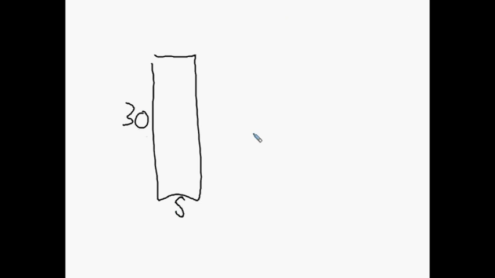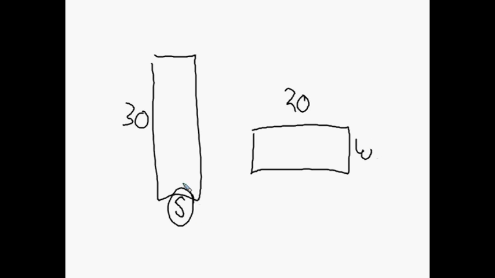So let's say I have two buildings. One building is 30 feet. Well, sorry, different problem. I have two rectangles, 30 by 5 and a 20 by W. Now, what do you notice about these two figures? Well, they are still possibly similar figures. In fact, we're going to make the statement they are similar figures, but they look completely different because one of these is actually turned on its side.